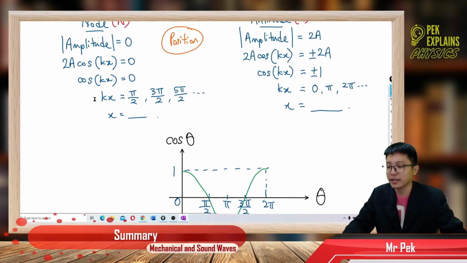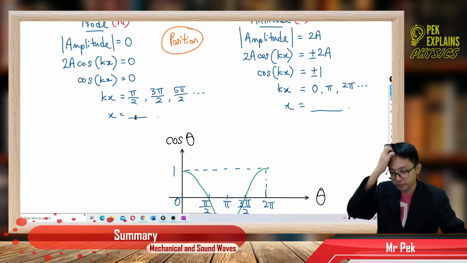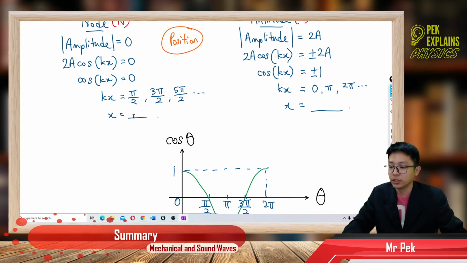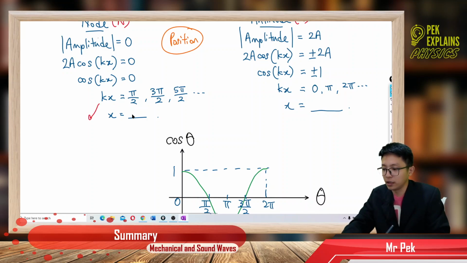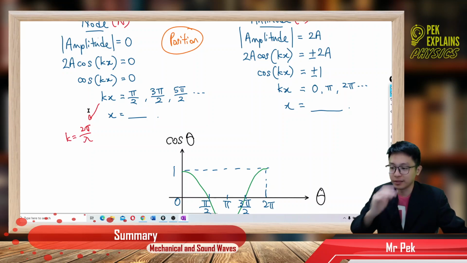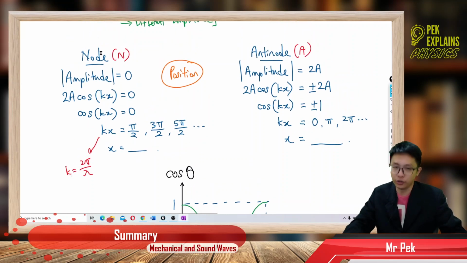Okay? Then that is for kx. So to find x, we just divide by k. K is 2 pi over lambda. But first you must know the lambda. Then you can substitute into the k. Then you divide, then you get the x, the position of the nodes.